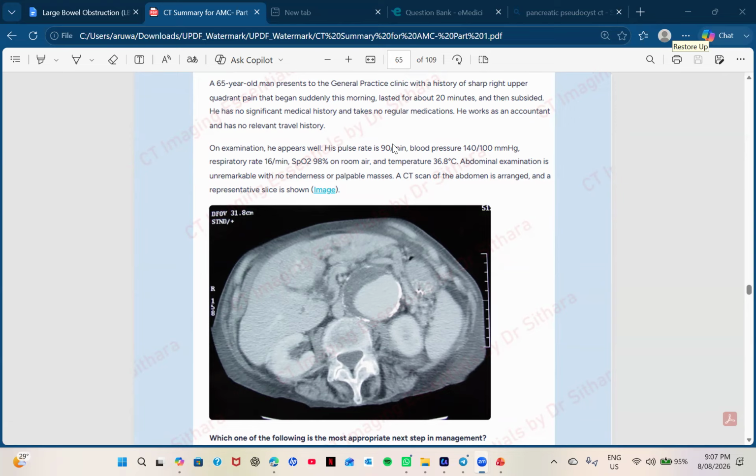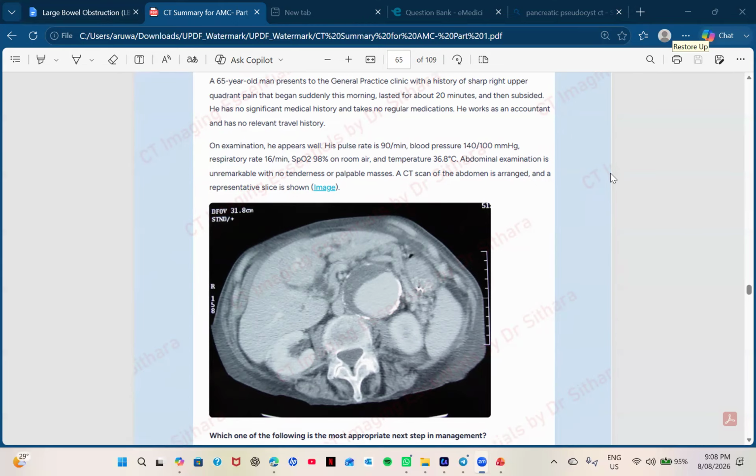He has no significant medical history and takes no regular medications. He works as an accountant and has no relevant travel history. On examination he appears well. Pulse rate is 90, BP 140 by 100, respiratory rate 60, SpO2 98, and the temperature 36.8. Abdominal examination is unremarkable with no tenderness or palpable mass.